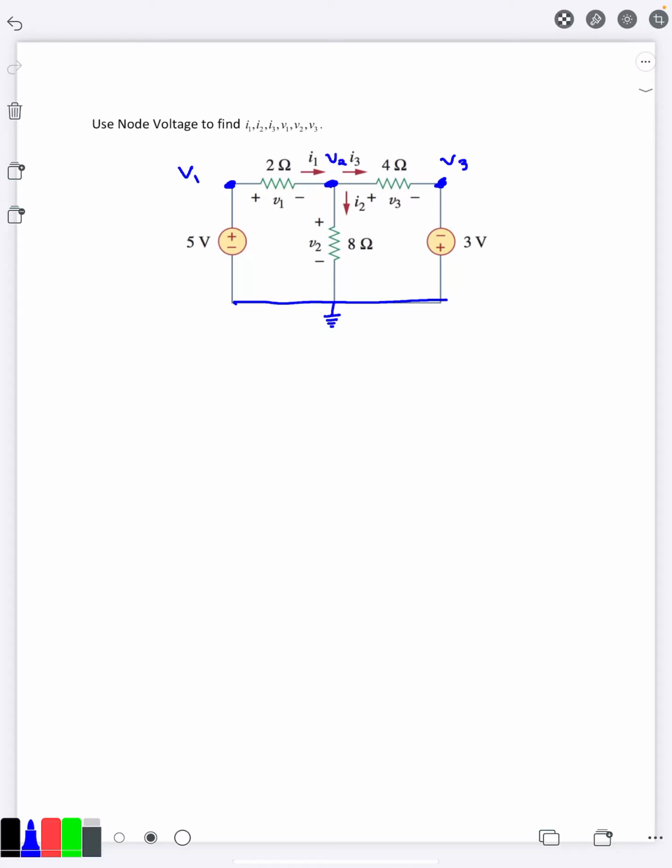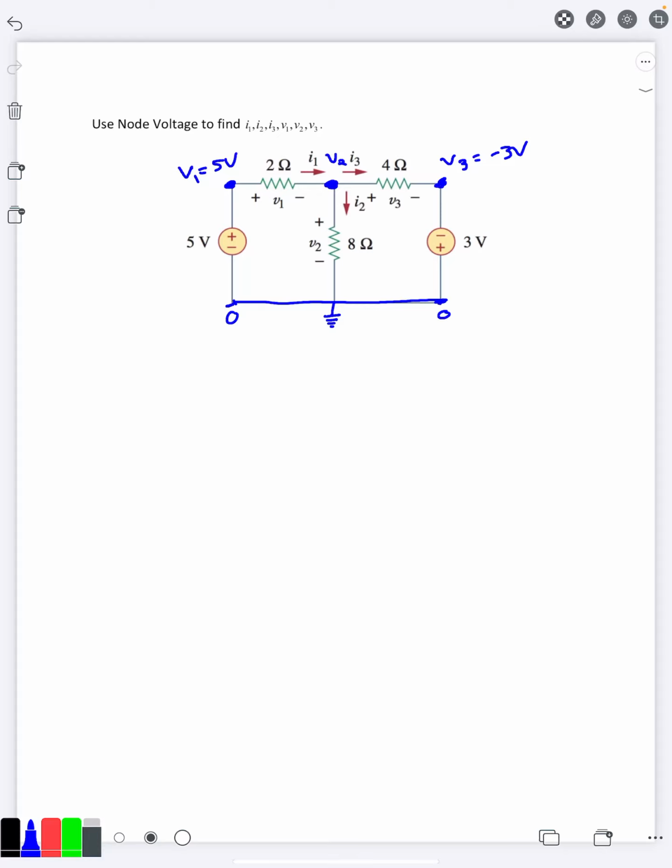And so then if you look at this, since I'm at 0 for ground, and I have a voltage gain of 5 volts here, that means V1 is 5 volts, and we get the value of V1 right away. On the other hand, I'm at ground here at 0, and I'm going to have a voltage drop of 3 volts. So V3 is a negative 3 volts, and we can get those without having to actually solve any equations there. So I'm only going to need one node voltage equation in the middle here.